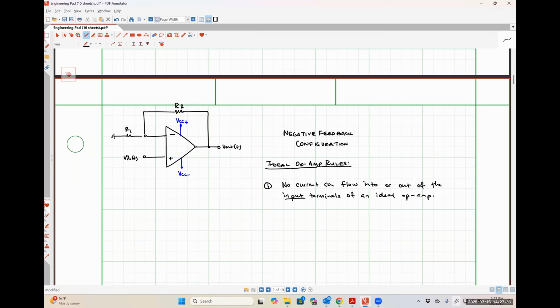So, of an ideal op-amp, no current flows in or out of the inverting input terminal or the non-inverting input terminal. The reason this rule exists is because traditionally, operational amplifiers are biased using kilo-ohm size resistors. The internal input resistance of an op-amp is usually on the order of a mega-ohm if it's BJT based, or a tera-ohm if it's MOSFET based.